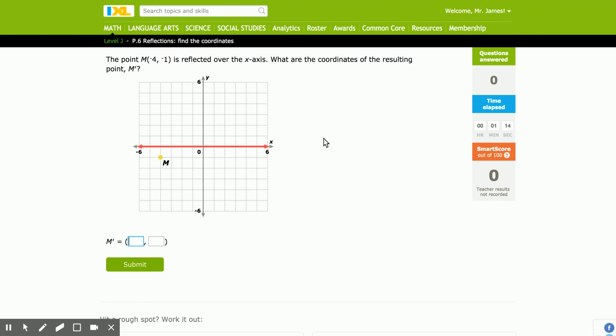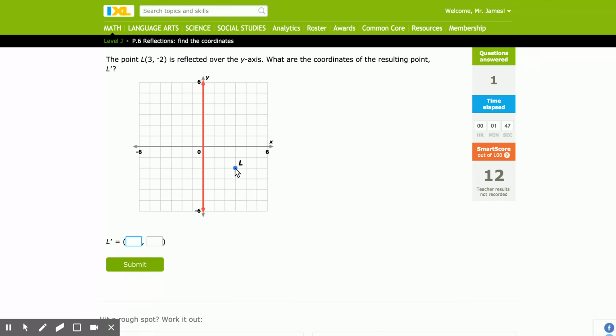Okay, so we're looking at reflections again, IXL level J P6. But the difference is now, instead of asking us to plot the point, they're asking us to just tell what the coordinates would be of the image, in this case M prime. So we see point M here is at -4, -1, and it's being reflected across the x-axis, which means it will be here now. And that means -4, +1, because it's on the other side of the x-axis.